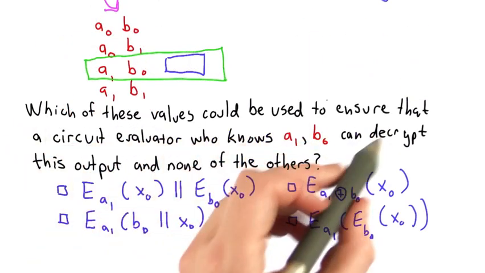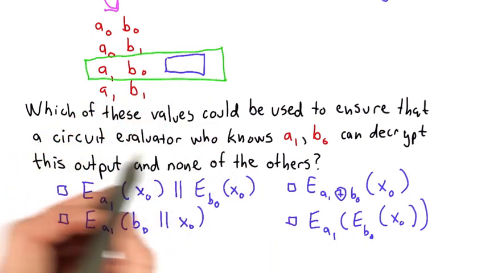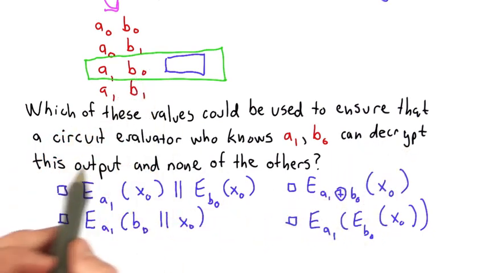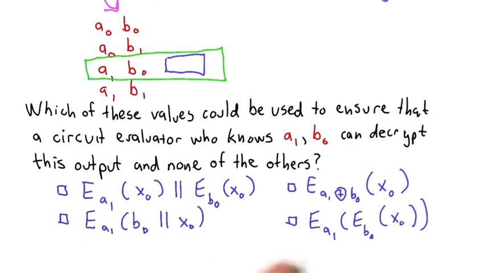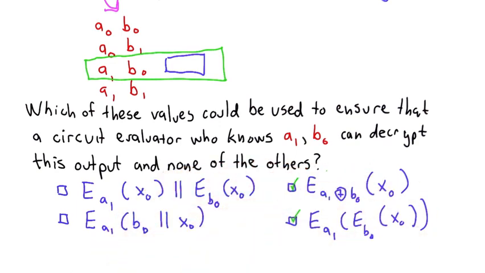So the question is, which of these values could be used for this entry in the truth table to ensure that a circuit evaluator who knows A1 and B0 will be able to decrypt this output and none of the other outputs? Here are the choices. Be careful that more than one of these could be correct. So the answer is the last 2 could work.